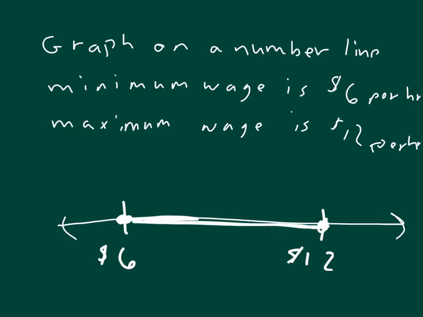So this would be what the words, the minimum wage for a 12-year-old is $6 and the maximum wage is $12 per hour, could be interpreted and put onto a number line. So this is the solution to number 7.